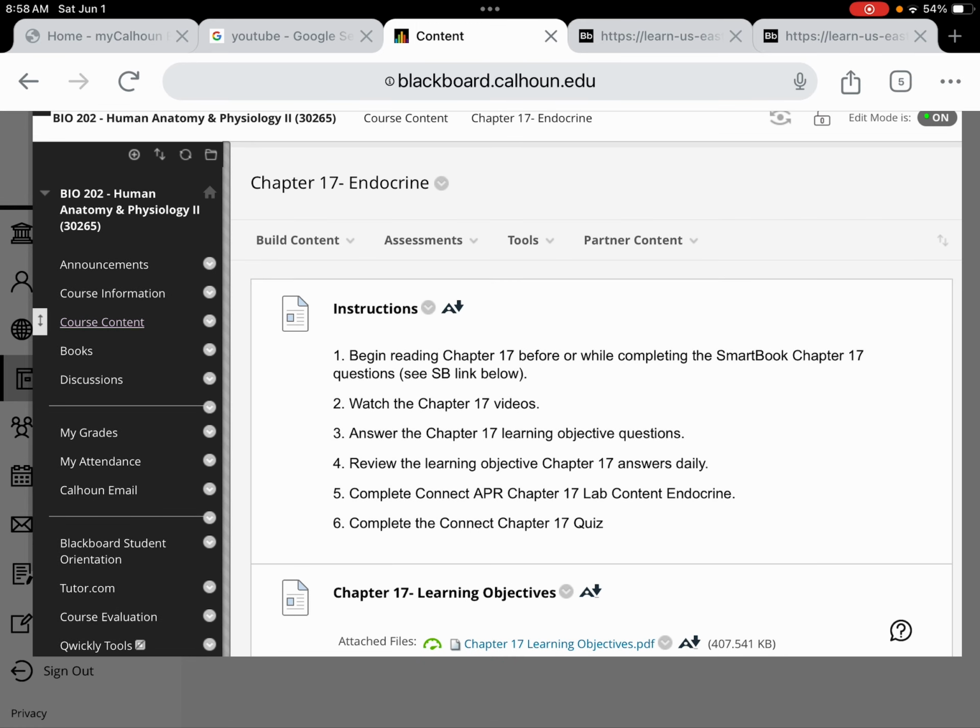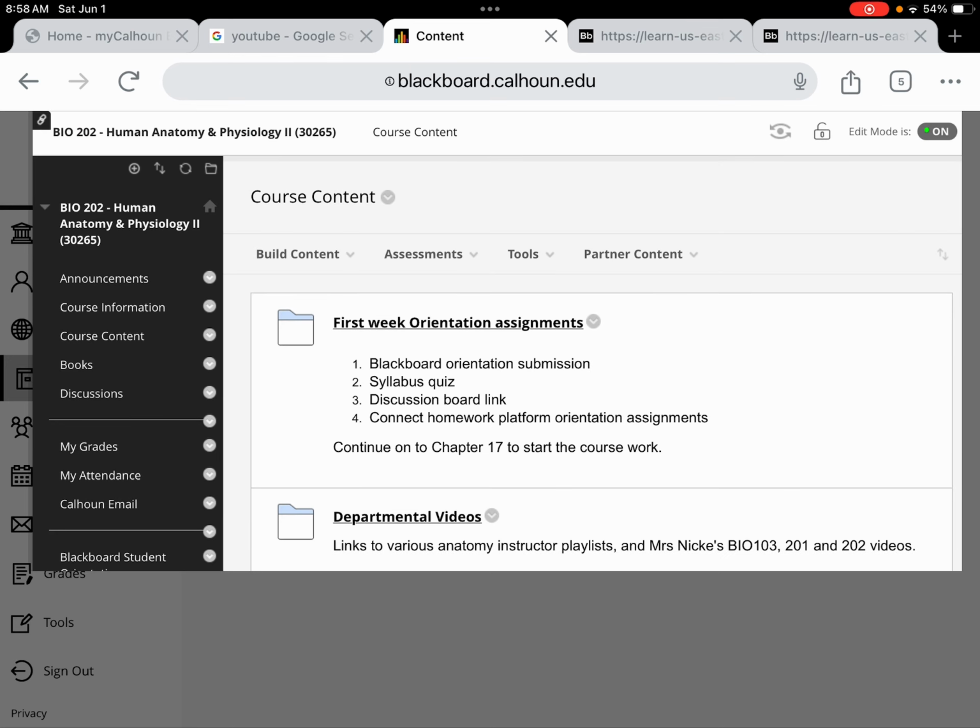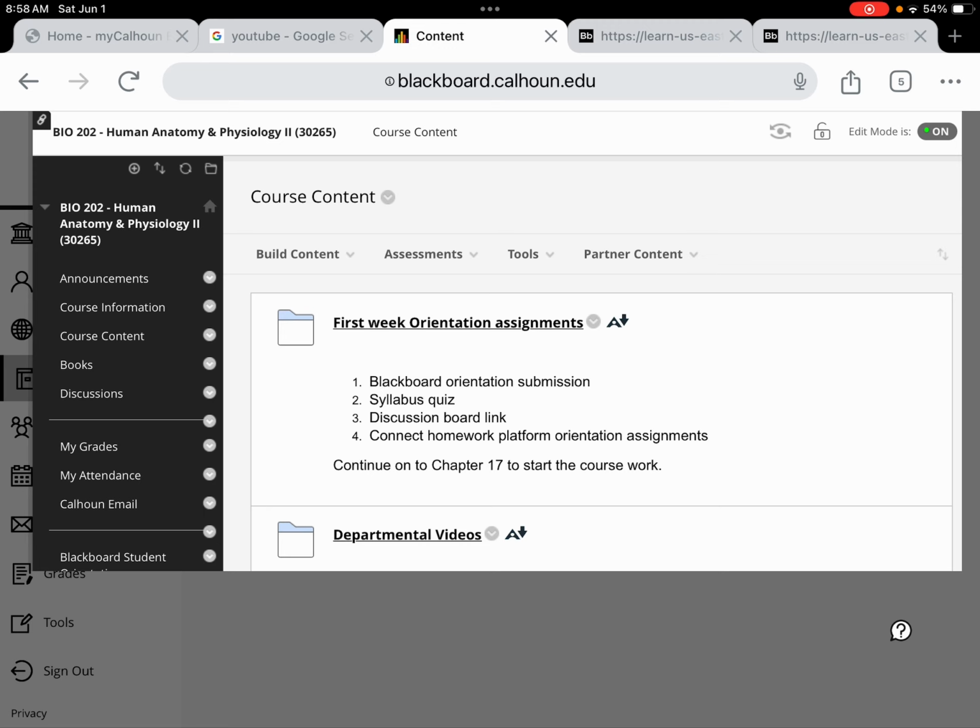So this is just the chapter, right? I'm going to skip ahead. Every chapter is going to have the same basic outline. You're going to have learning objectives, a Connect assignment, and a lab assignment. Some chapters won't have a lab assignment, but you'll have videos and outlines. Everything will be the same.